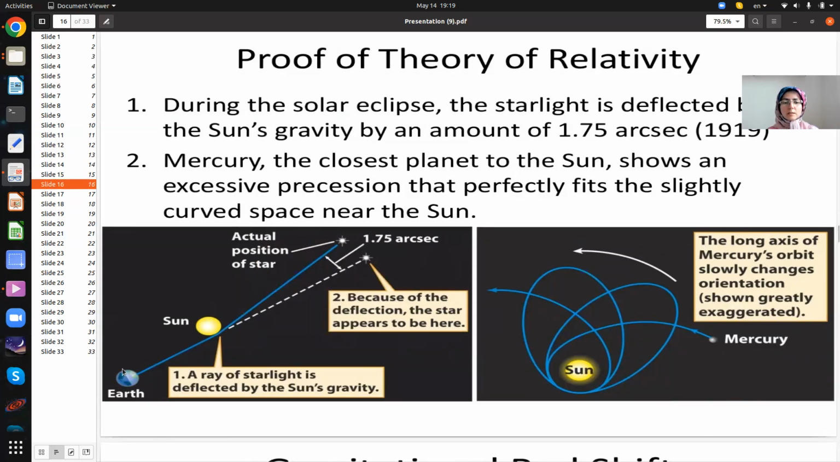Here is Earth, the Sun, and a ray of starlight deflected by the sun's gravity. Because of the deflection, the star appears to be here, but the actual position of the star is here, and they are 1.75 arcseconds apart. Here you see the major axis of Mercury's orbit slowly changes orientation, shown greatly exaggerated.